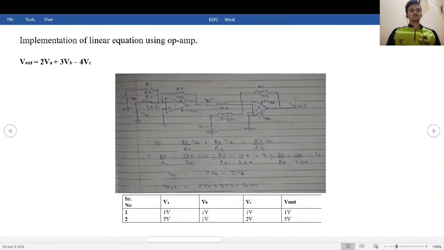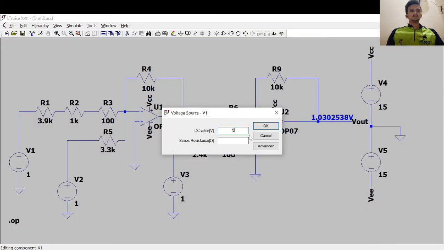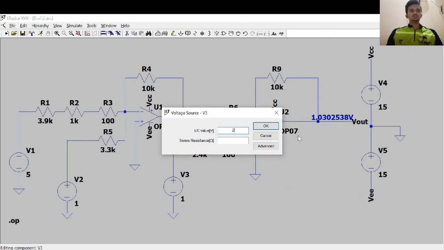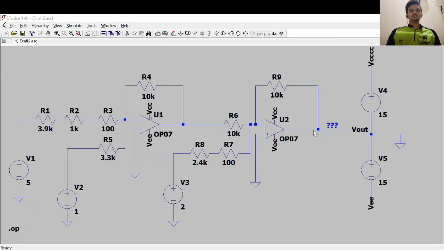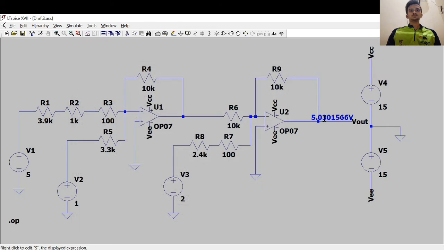Now we'll go for the next stage, that is 5 volt, 1 volt, 2 volt. So we'll change it to 5 volt, 1 volt and 2 volt. Okay, let's simulate it. So our Vout is 5 volt.